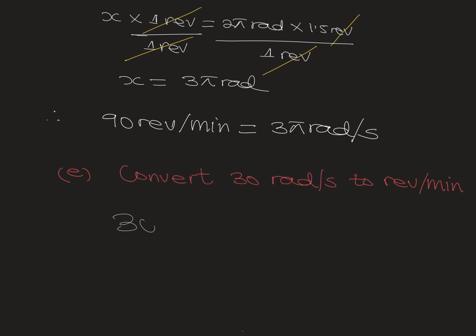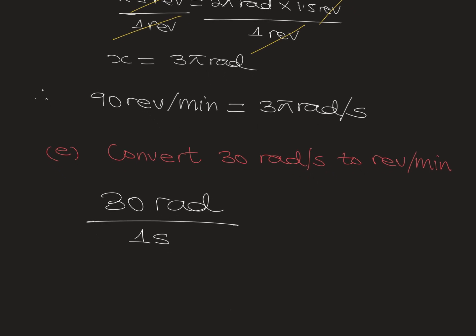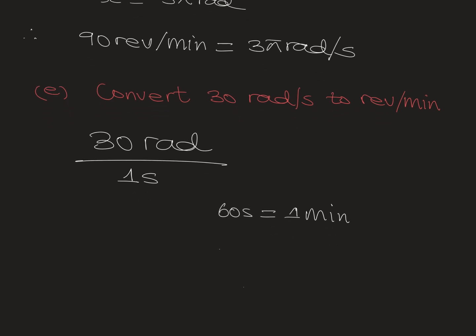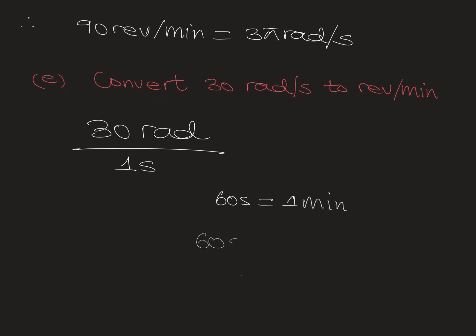So we have 30 radians per second. We want to convert it to revolutions per minute. The unit of time has changed from seconds to minutes. So we will ask ourselves, how do we convert seconds to minutes? If 60 seconds is equal to 1 minute, then we need to have this in fraction. So is it 60 seconds divided by 1 minute, or 1 minute divided by 60 seconds?